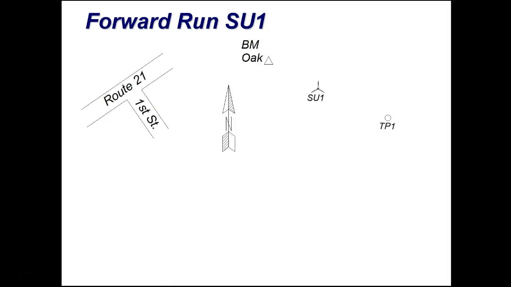So we're doing that forward run. So right there is our benchmark. Okay. So we're going to take a back sight onto that benchmark. If this is our setup, this is where our instrument is, we're going to take a back sight. Remember, our forward run is going over this way. Over here is where our elm tree is. So this would be a back sight. That's the first measurement we take from our instrument setup back onto that benchmark. So a BS on our benchmark oak.